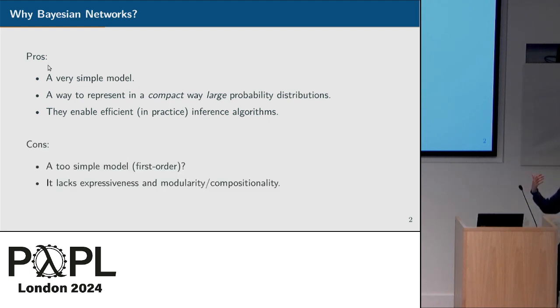So, is there also a downside? Yes, of course. Since it is a very simple model, maybe it is too simple. It's a first-order model, and it's not hierarchical in nature. It lacks expressiveness, the typical expressiveness of programming languages, and it lacks modularity, compositionality. So everything has to be described using this graph that can grow a lot.